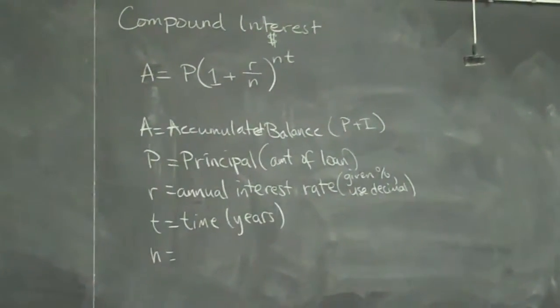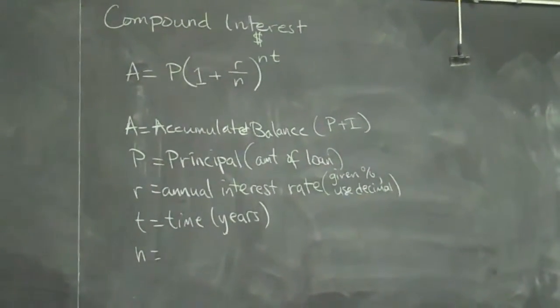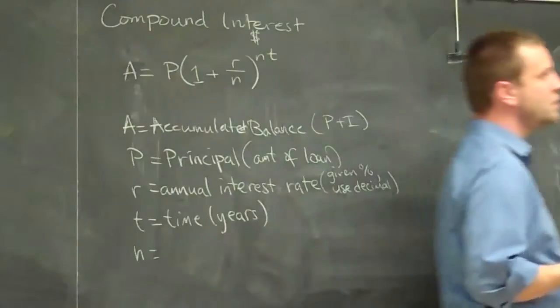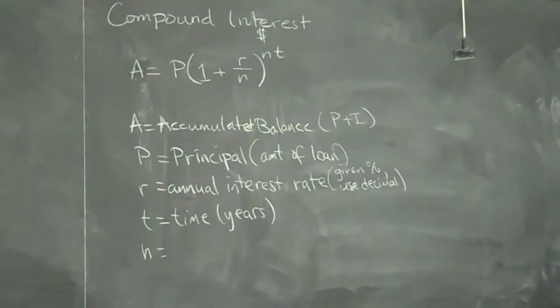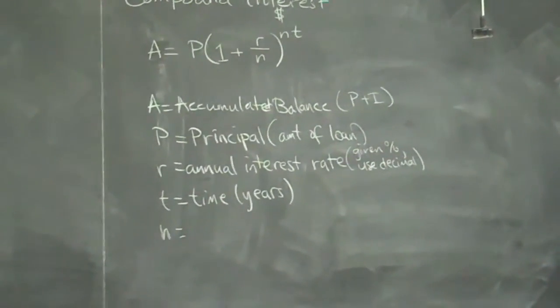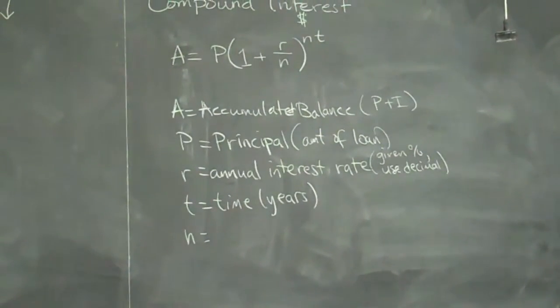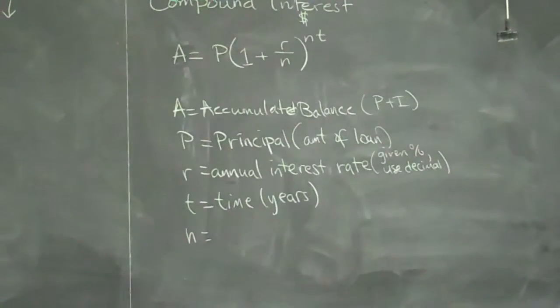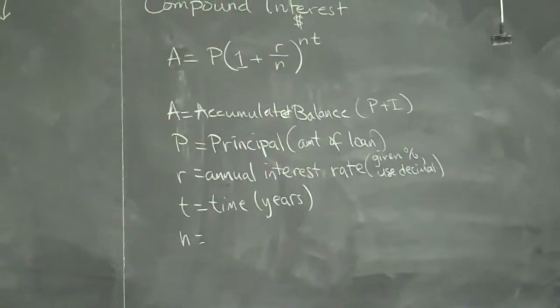Lastly, N. We're going to say N is the number of times interest is compounding per year. And this is the idea. This is kind of how it goes. Simple interest just says, I'm charging you this percent of the principal for this much time. At the end of that time, you do principal times rate times time. And that gets you the interest.